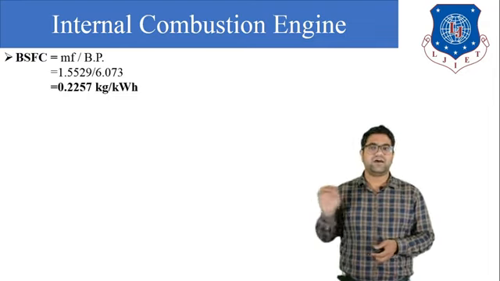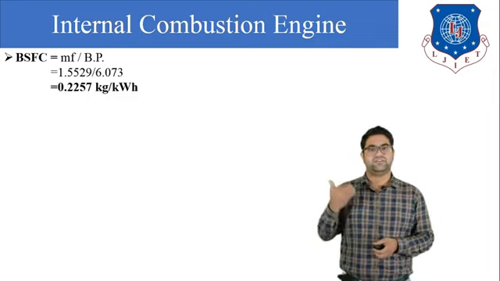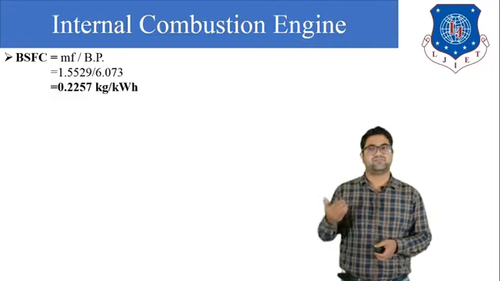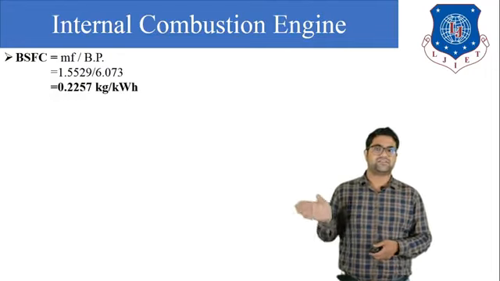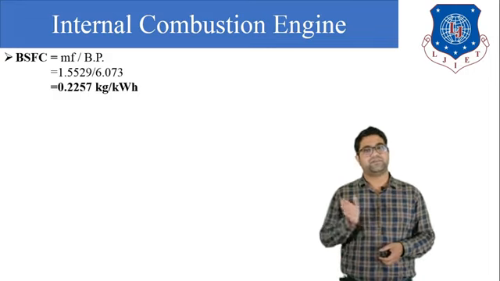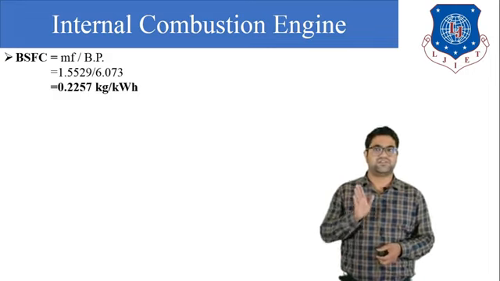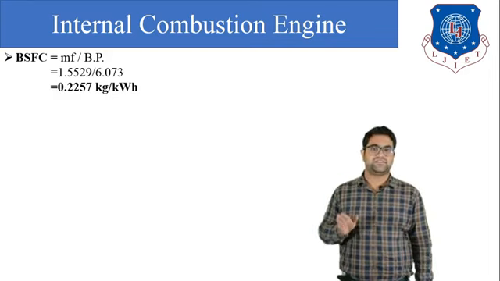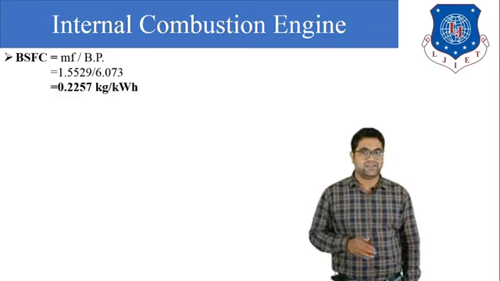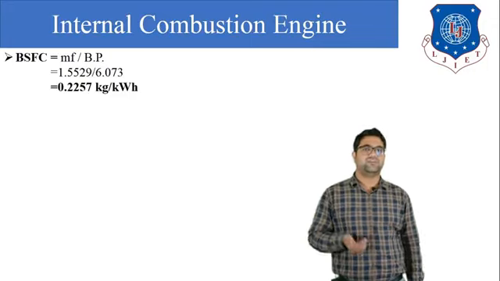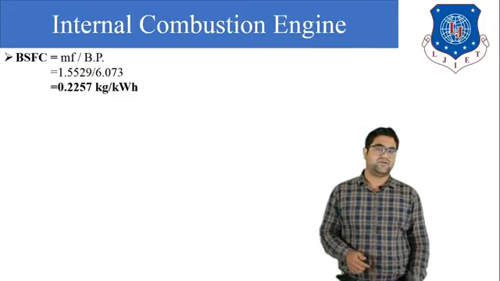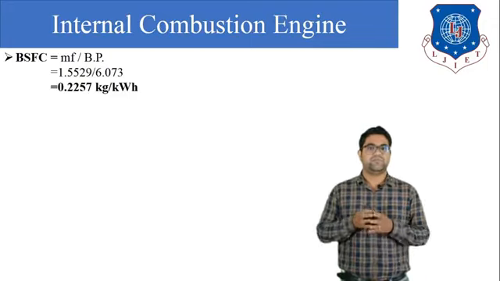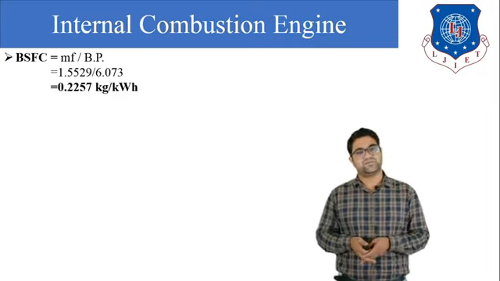Now here we already have the value of mass of fuel and the brake power, so we can use those values, that is the mass of fuel 1.5529 and the brake power 6.073. So we can get the value of BSFC, the brake specific fuel consumption, as 0.2257 kilogram per kilowatt hour. Okay, so this is the value of brake specific fuel consumption.